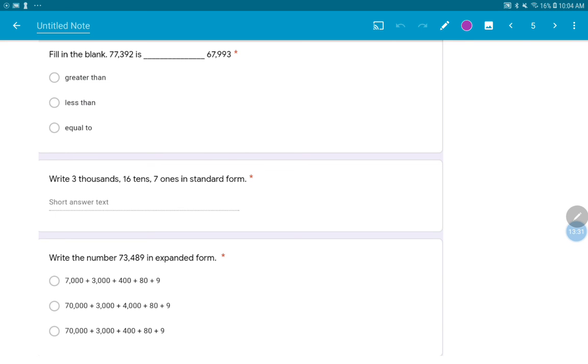All right, next we are going down. That problem was on there twice also. Right, 3 thousands, 16 tens, 7 ones in standard form, just the regular way that we would write a number. How would I do that, Ansley? 3,167. Very good, 3,167. Let's think about that as a place value chart. I heard several of you when you were working that weren't quite sure about that one.